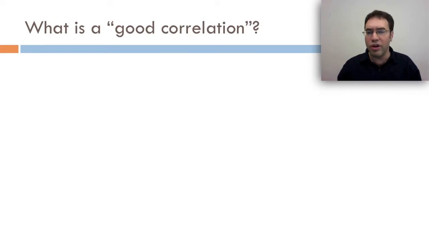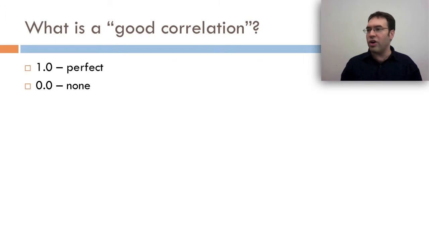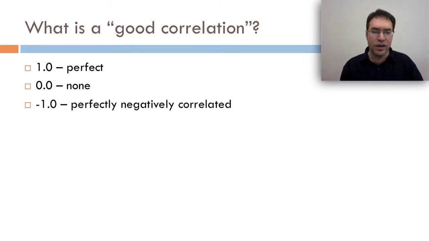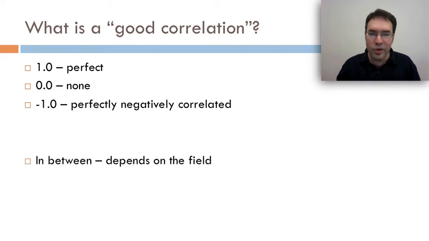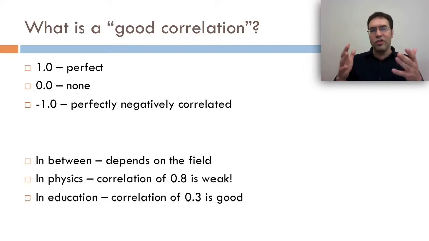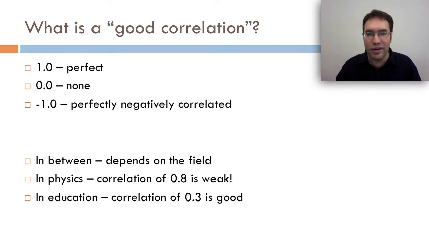So it assumes that it's not going like this. So what's a good correlation? 1 is perfect. 0 is no correlation at all. There's just no relationship. -1 is perfectly negatively correlated. In between, what's a good correlation? Depends on the field. In physics, a correlation of 0.8 is something you have to be depressed about. In education, a correlation of 0.3 is something you can be excited about.